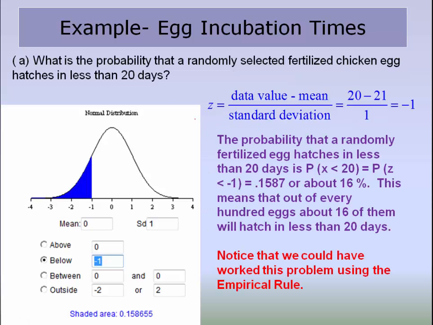So the probability that a randomly fertilized egg hatches in less than 20 days would be the probability that x is less than 20, but we converted that 20 to a z-score of negative 1, so the probability that z is less than negative 1 is 0.1587, or about 0.16, which if we put that as a percent would be 16%. This means that out of every 100 eggs, about 16 of them are going to hatch in less than 20 days. And again, notice that we could have worked this problem using the empirical rule.